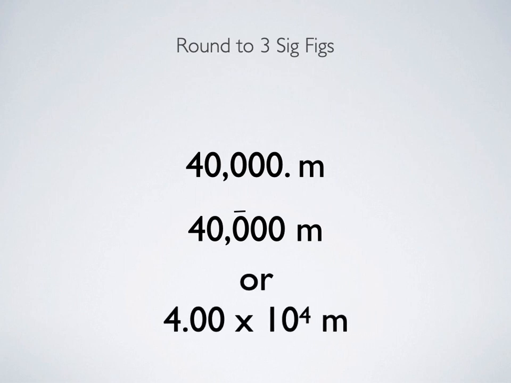Your other option, of course, is to go into scientific notation. That also has 3 significant digits. And that is how we determine the number of significant digits in a measurement.